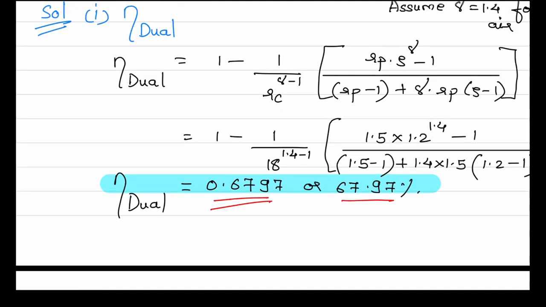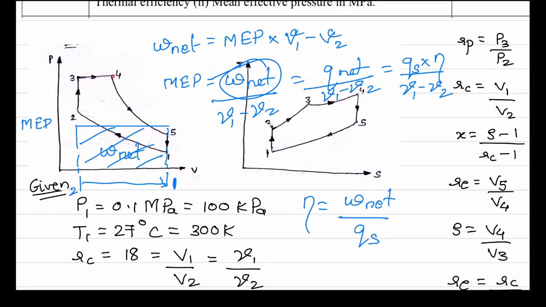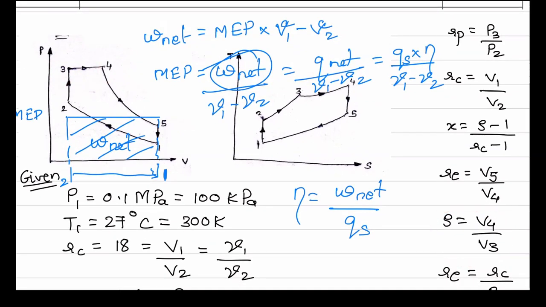V4 and V3. Which ratio is this? If you consider V4 by V3, it is the cutoff ratio. And that cutoff ratio has been given in the question. What is the value of the cutoff ratio? 1.2.